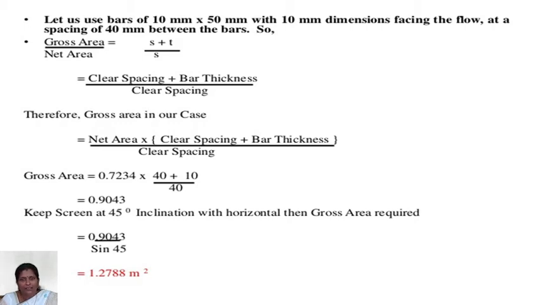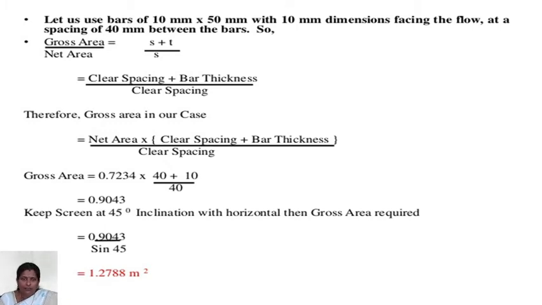Let us use bar of 10 mm into 50 mm with the 10 mm dimension facing the flow and at a spacing of 40 mm between the bars. That means the bar size is taken as 10 mm into 50 mm; 10 mm is the thickness facing the velocity of flow, and spacing between the two bars is taken as 40 mm.